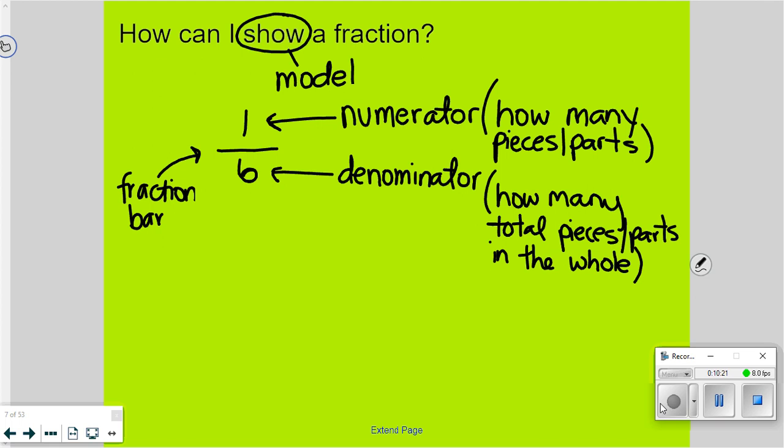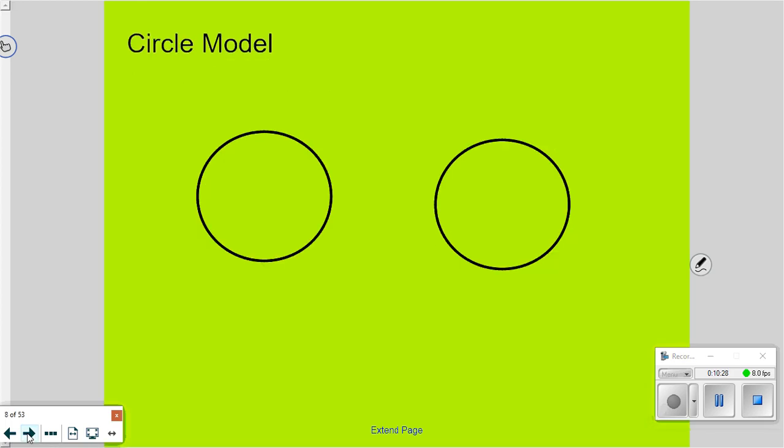So far we've just written it in number form. The first model, you can make this your subtitle. Circle model, that's your subtitle. And then I would like you to draw 2 circles. They do not need to be huge.